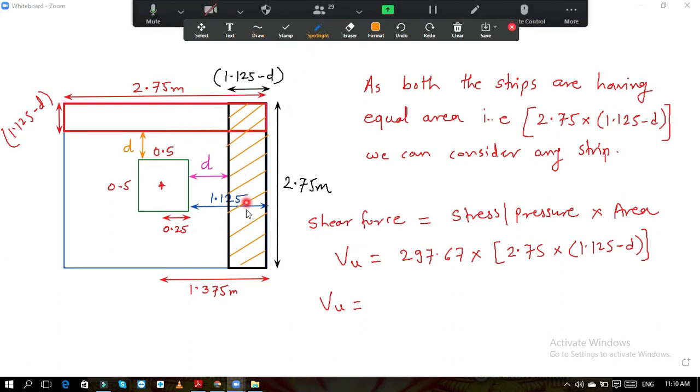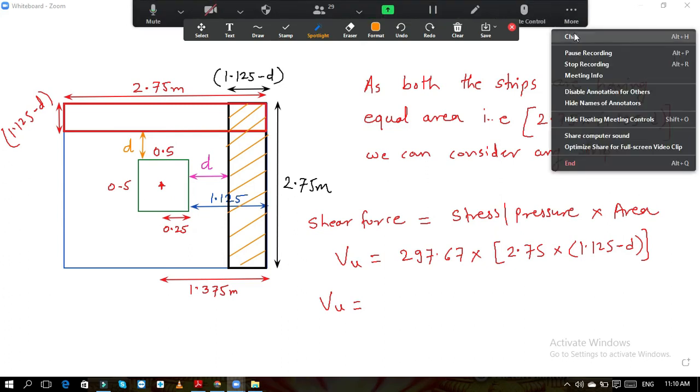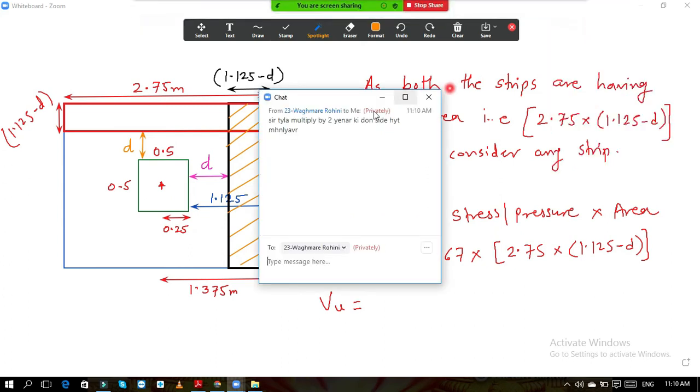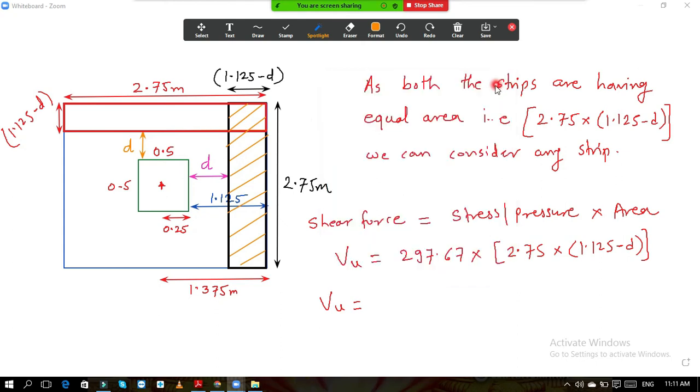See, while doing the calculation of one way shear, you should consider either one strip of these two. One strip we take in the x direction, one strip we take in the y direction. I have got one question, it is a very good question. There are two strips. Okay, there are two strips. Then while considering the area of the strip, you should multiply the area by 2. Why should we multiply? Because there are two strips. This is the logical question asked.